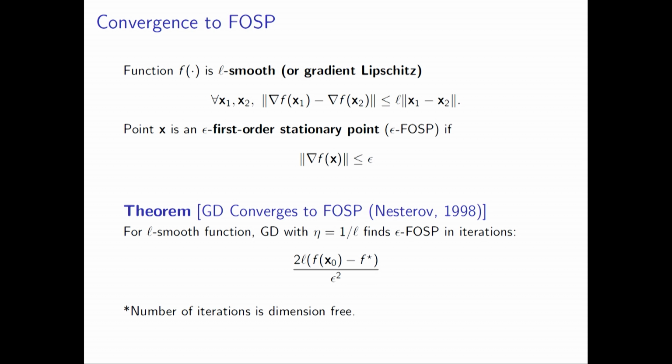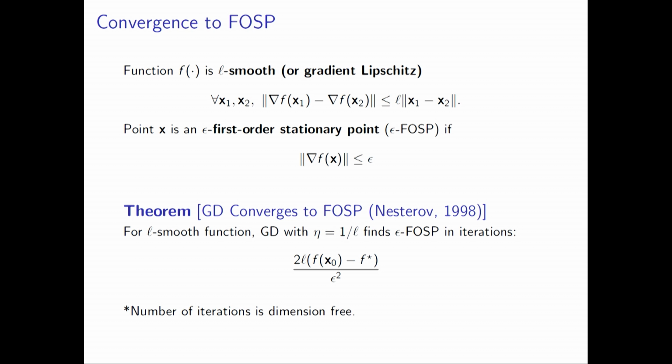Okay, so here's an example of a theorem. This is Nesterov, 1998. Gradient descent converges to a first-order stationary point, and it does so in a number of iterations which is 1 over epsilon squared. If I want epsilon to be really small, the number of iterations is going to go up accordingly. So is this fast or slow? It's relatively fast, but it's what it is. It's what gradient descent is.